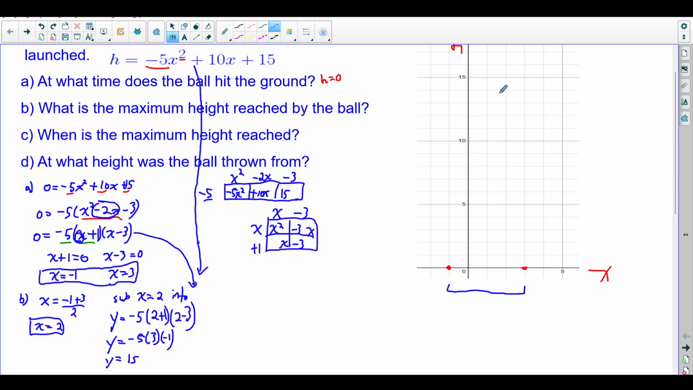15 being somewhere up here. We said x equals 2. Sorry, we said x, oh, hang on a second. I wrote x equals 2. That should have been 1. Negative 1 plus 3 is 2. Divided by 2, that should have been negative 1. Let's fix that up quickly.